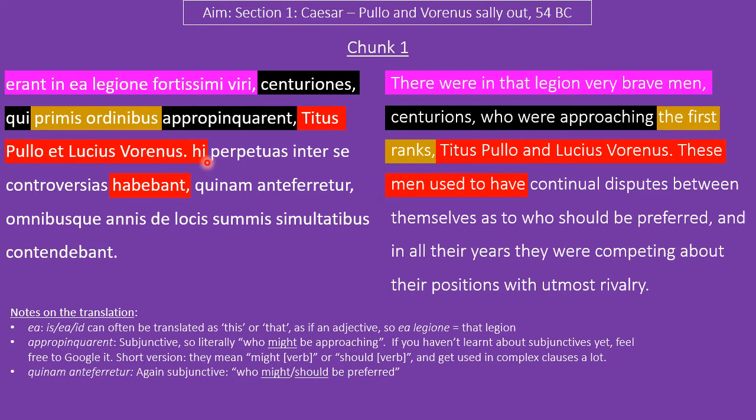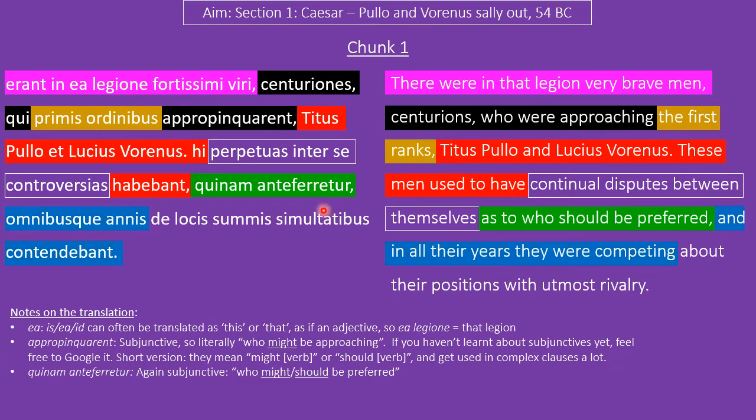These technically masculine plural things, so men, habebant, used to have or were having, perpetuas controversias, continual disputes inter se, between themselves, quinam anteferatur, as to who should be preferred, in the sense of who should be considered to be better, or potentially promoted first. And in omnibus annis, in all their years, they were contending, de locis, about their positions, summa simultate, with the utmost rivalry.